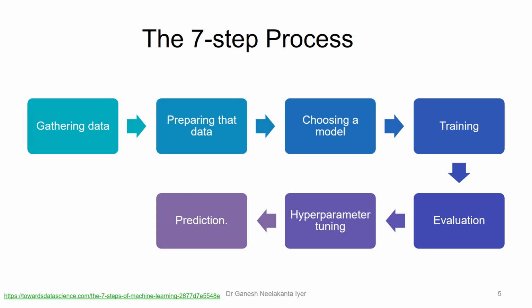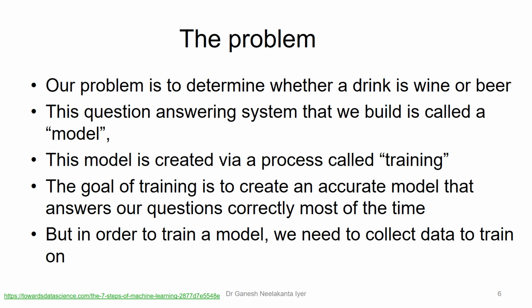So if I expand this to a 7-step process, which is essentially our focus for today in this video, it is gathering data and then preparing that data, choosing a model, training, evaluation, hyperparameter tuning, and prediction. The steps are taken from the given reference here in a Towards Data Science article. It's also there as a video by Google available on YouTube. But let me go about it in my way. The rest of the slide data are taken from this particular URL. Credit fully goes to them.